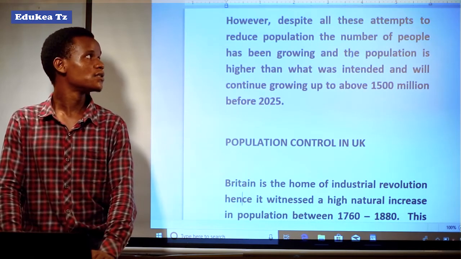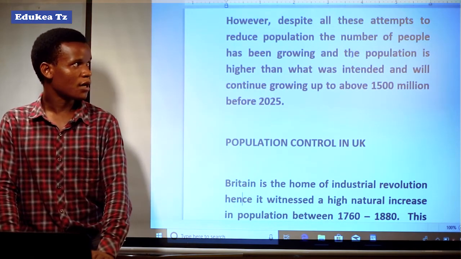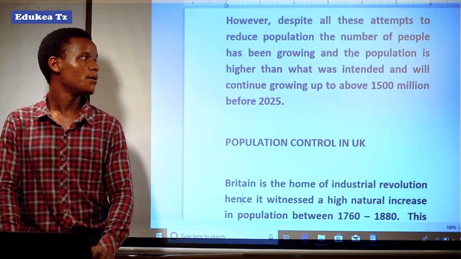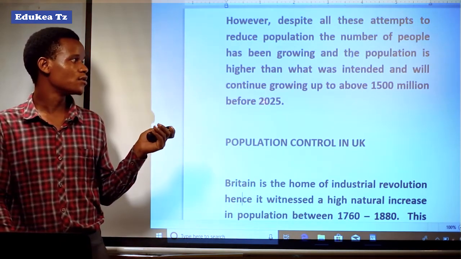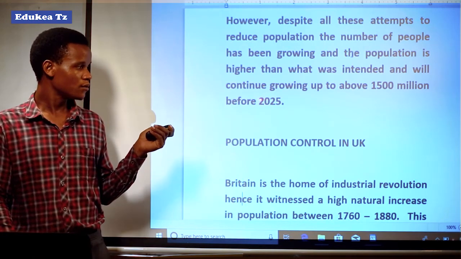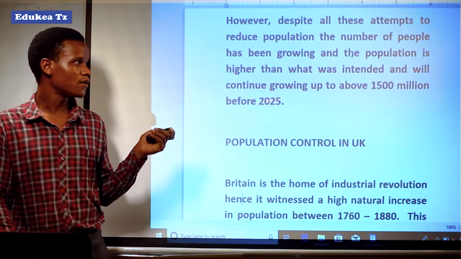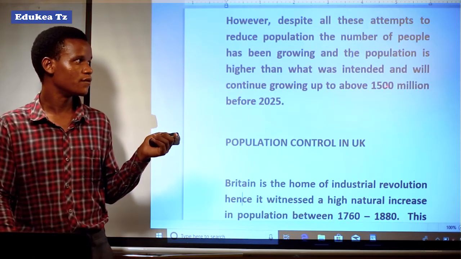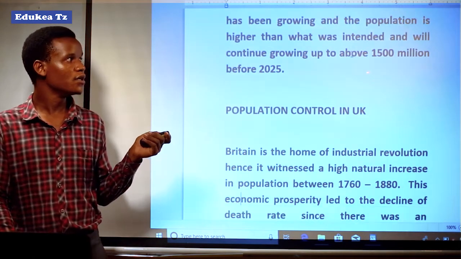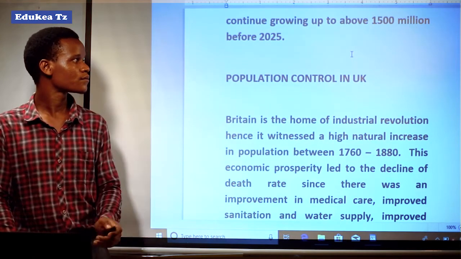The government of China applied all those kinds of one-child policies, but the number of people is still increasing, and before 2025 the number will approximately reach 1,055 millions.